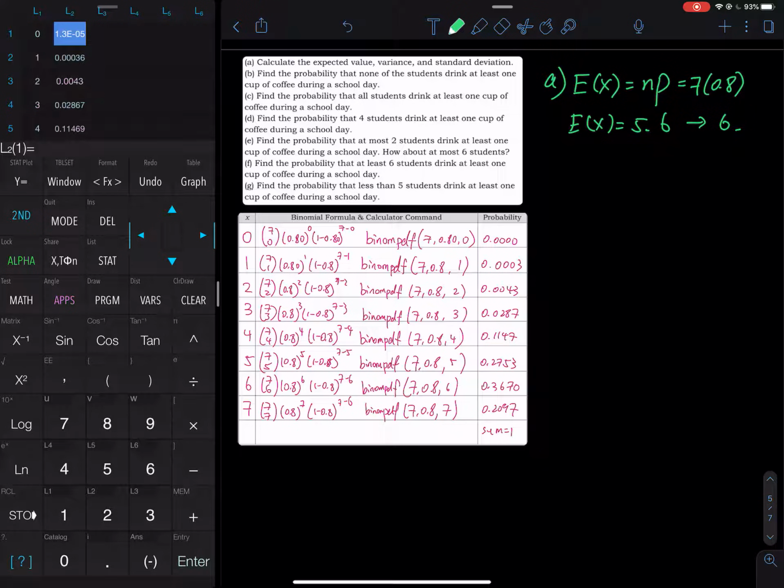What does that mean? That means if you keep doing this experiment many times, every time you do this experiment, you randomly grab 7 students in that college and then ask them, do you drink coffee?